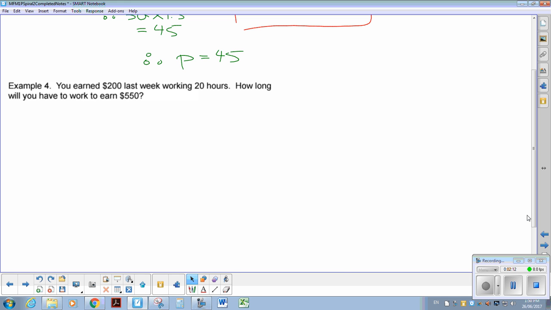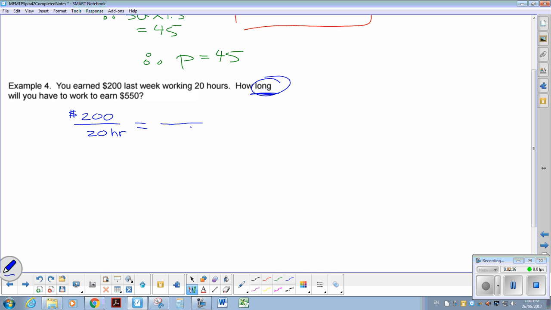You earned $200 last week working 20 hours. I'm going to do this as a fraction this time just to mix things up. So $200. The first thing, I'm going to put units in here so I can remember. $200 in 20 hours. How long? That means we don't know the time. So I don't know my time here to earn $550. Okay? So there's the unknown underneath. I'm going to put a variable in there. So I'm looking for x hours.